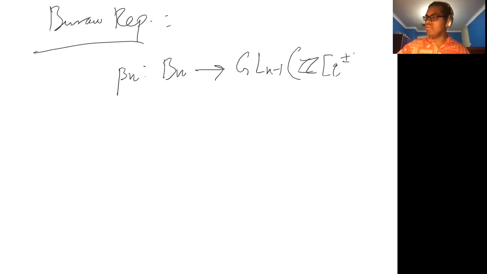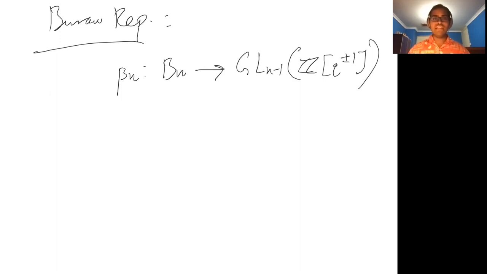Okay, so what is the Burau representation? We want to find representations of the braid group. Let's first say, what is its domain and range? The domain of the Burau representation is the braid group Bn, and the range is GL_{n-1} of Z adjoin q to the plus-minus 1. So every n-braid is assigned an (n-1) by (n-1) invertible matrix with entries in Z adjoin q to the plus-minus 1.